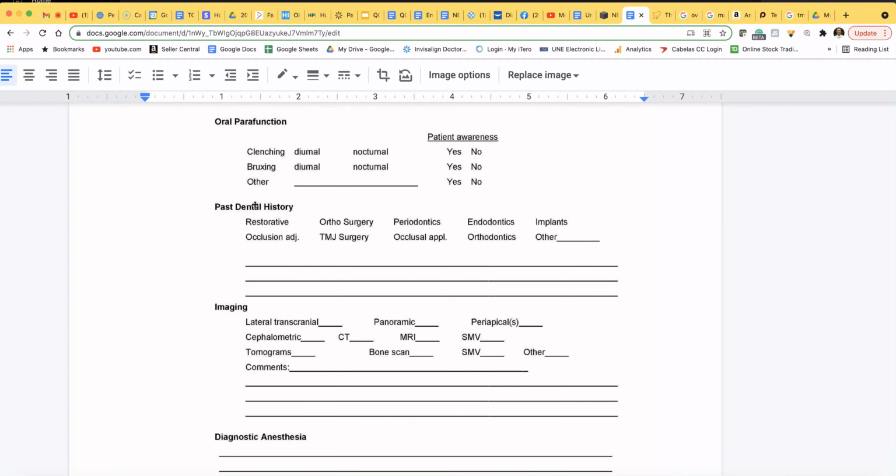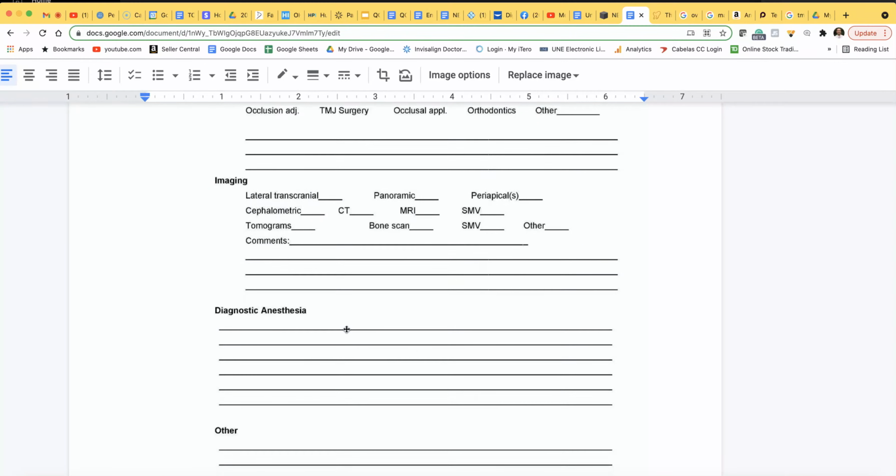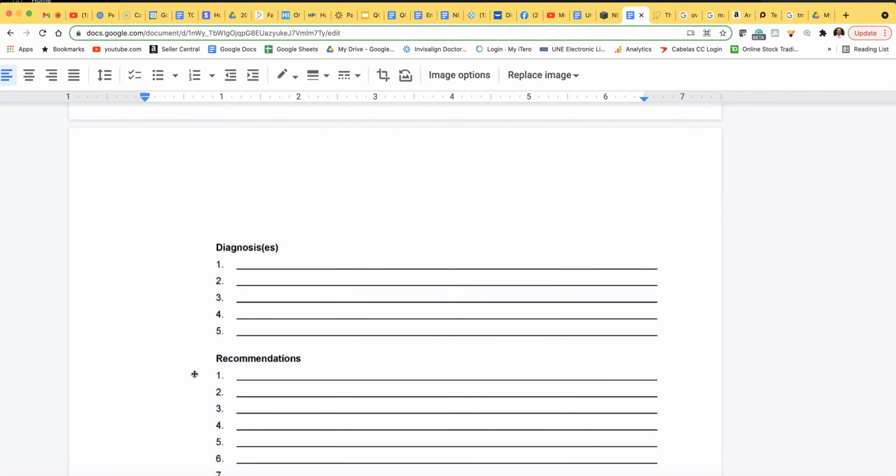Oral parafunction, pretty self-explanatory. Past dental history, imaging, and so on and so forth. Diagnostic anesthesia. This is cool. We can isolate certain trigger points. We can inject extraorally to try to rule out intracapsular versus extracapsular issues. Topic for another day. And then others, just any other information you might find helpful.